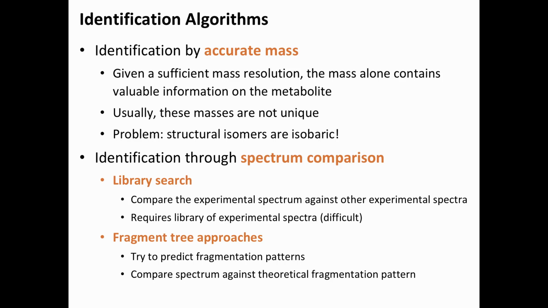And more recently, people have started looking into so-called fragmentary approaches. And fragmentary approaches are based on structural databases. Fragment trees or fragmentation trees try to predict the fragmentation patterns of a given structure. Now, these structures are freely available in the databases. You can download PubChem. You can download all the structures from KEGG, for example. That is readily accessible. And what you can do is compare your experimental spectrum against a theoretical fragmentation pattern.